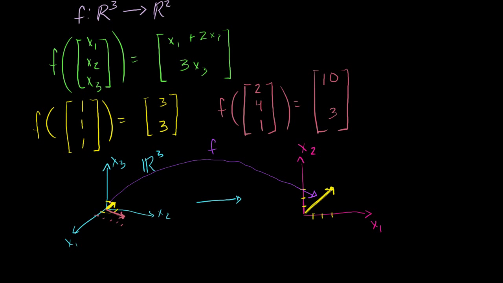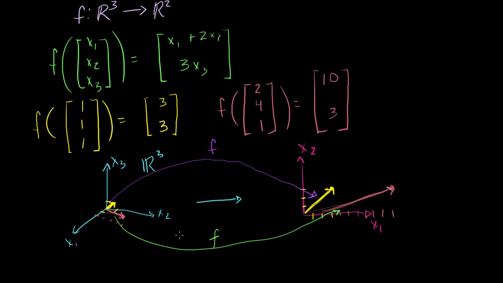Likewise, if we take the other vector, we went from this (2, 4, 1) vector to this vector (10, 3). So 1, 2, 3, 4, 5, 6, 7, 8, 9, 10. So it's going to look something like this, and it's going to be 3 up. So this vector right here, by our function f, got mapped, let me do a different color, got mapped to this vector. This vector right here in R3 got mapped to this vector in R2 by our function.